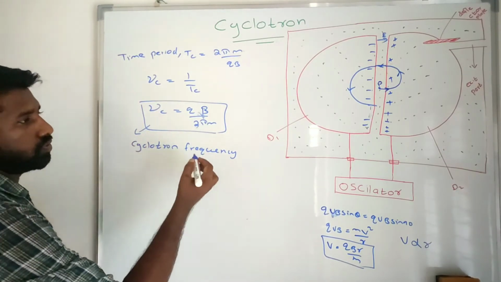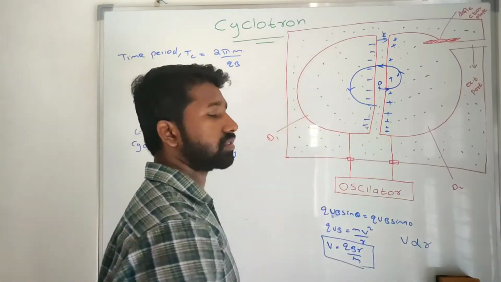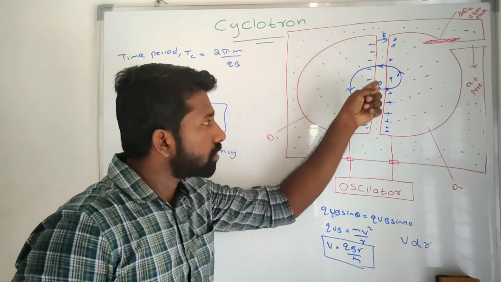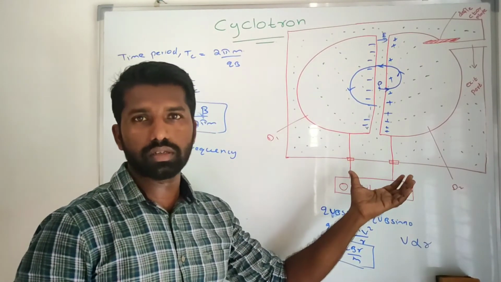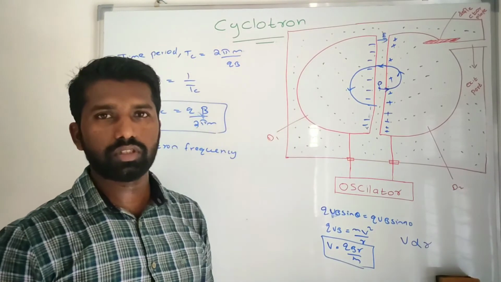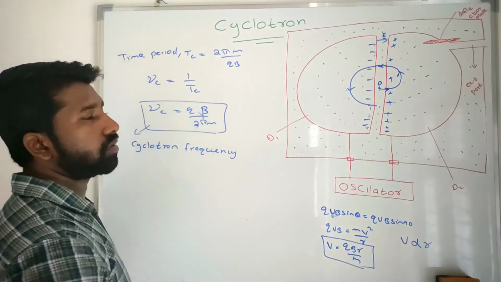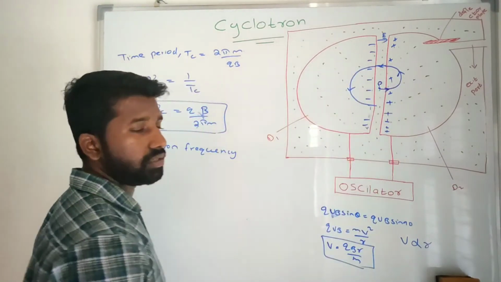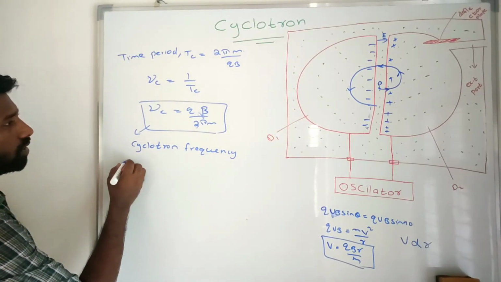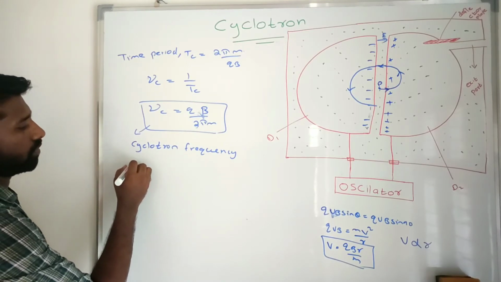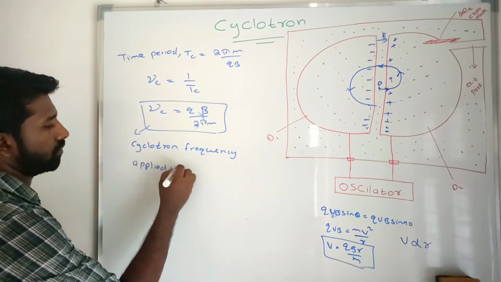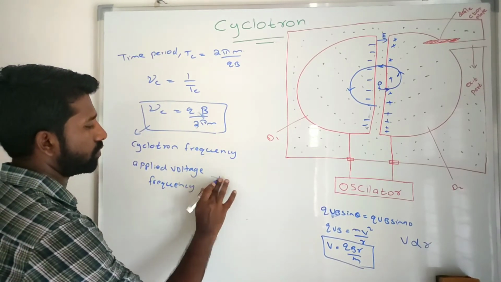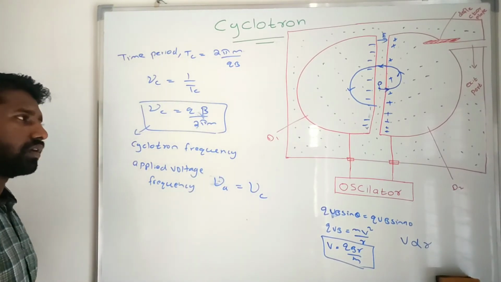Okay. Then to work properly, this electric field direction has to change alternately. Whenever this charged particle completes half a revolution, the sign of the electric field has to change. For that, we have to connect an oscillator or an alternating voltage source. What about that frequency? The applied voltage frequency should be equal to the frequency of the cyclotron. Then only when the particle finishes half a revolution, the sign will change alternately. So, what is the condition for proper working? Applied voltage frequency is equal to the cyclotron frequency. This is the condition.